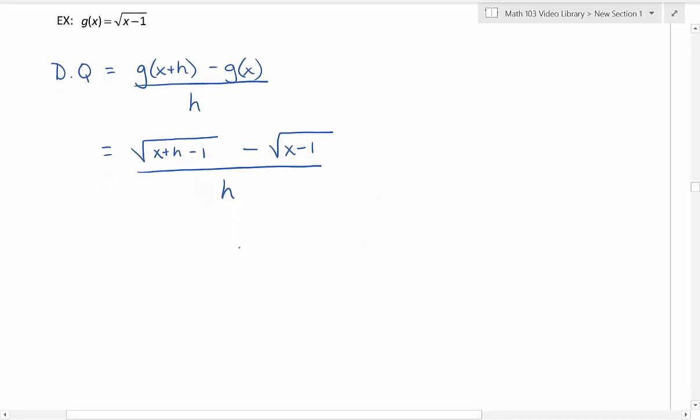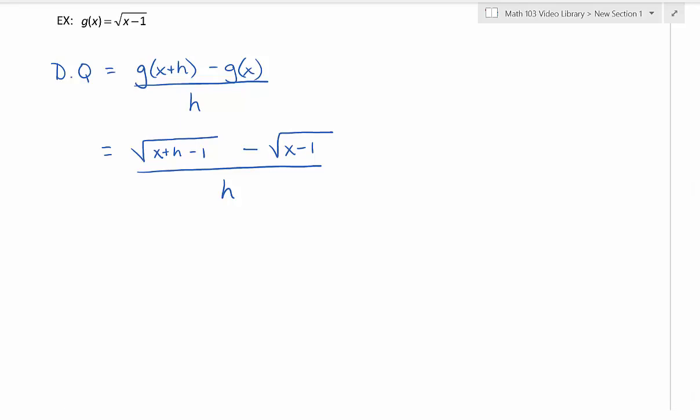Looking at this expression overall, I don't really see any simplifying that can be done. My radicals aren't like, so I can't combine them. There's not an h that I can factor out. But this can't possibly be the answer, because if I plug a 0 in for h, I have something that's undefined.